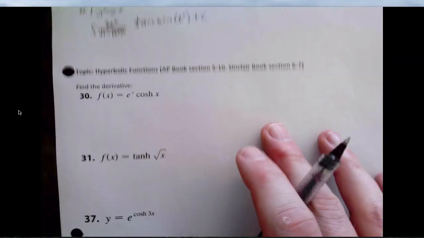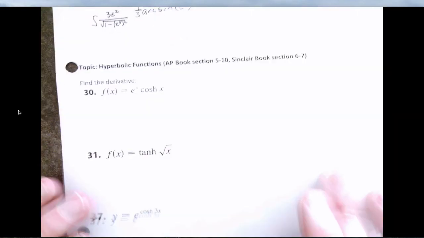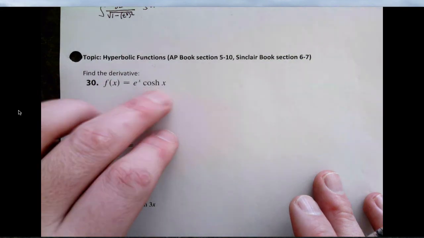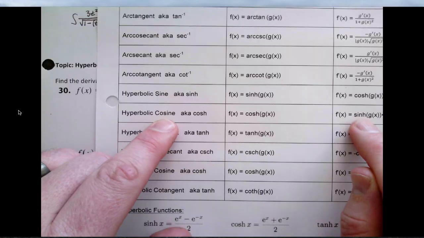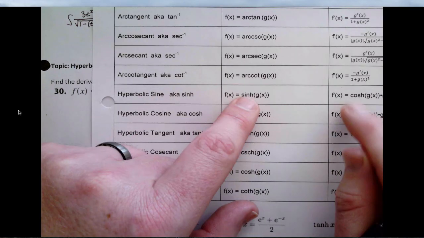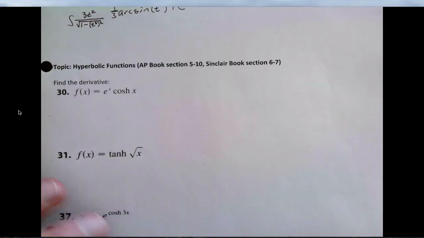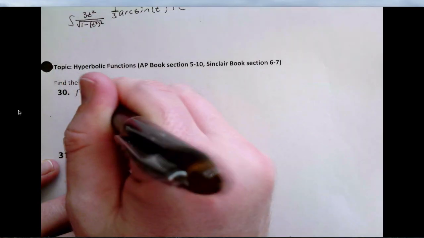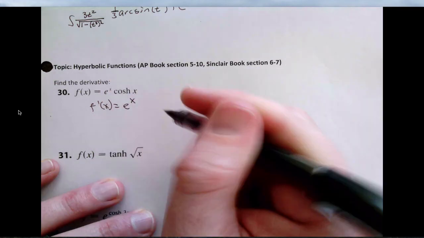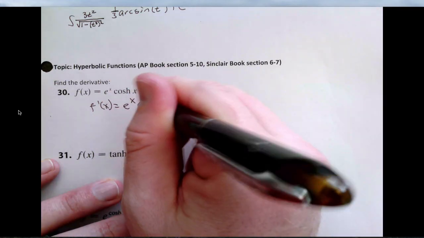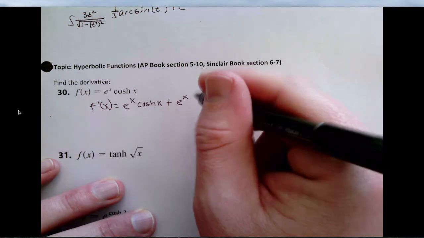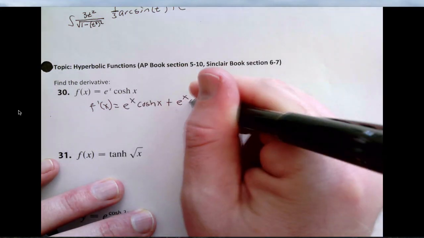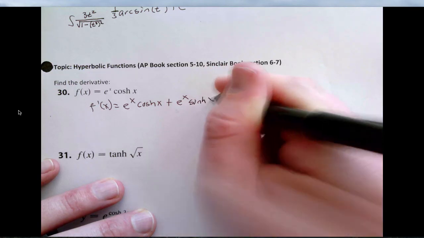All right, the next one says find the derivative of f of x equals e to the x cosh of x. The cool thing about the cosh, the hyperbolic cosine, is that its derivative is sinh, and sinh's derivative is cosh. So this is going to be a product rule. e to the x is its own derivative, and I'll just have cosh of x plus e to the x, and the derivative of cosine hyperbolic of x is sine hyperbolic of x.